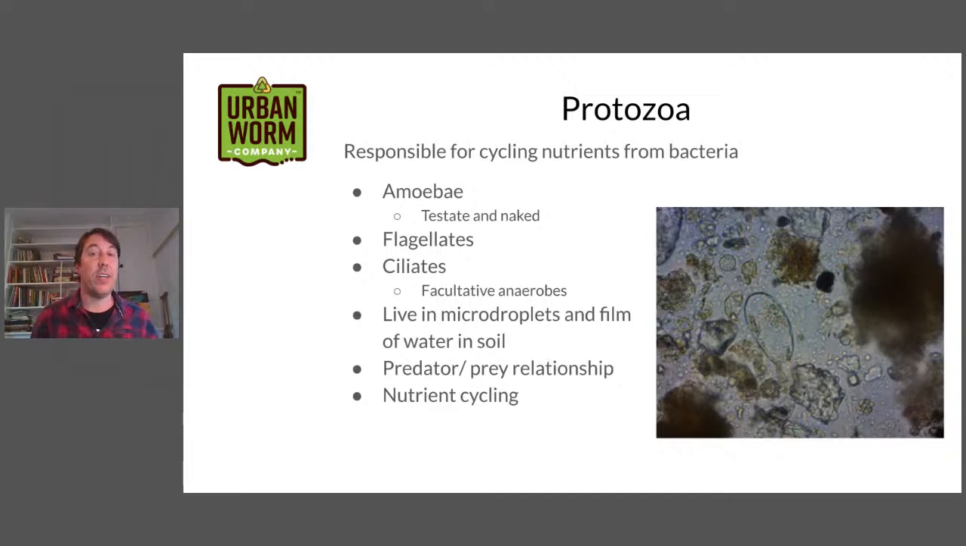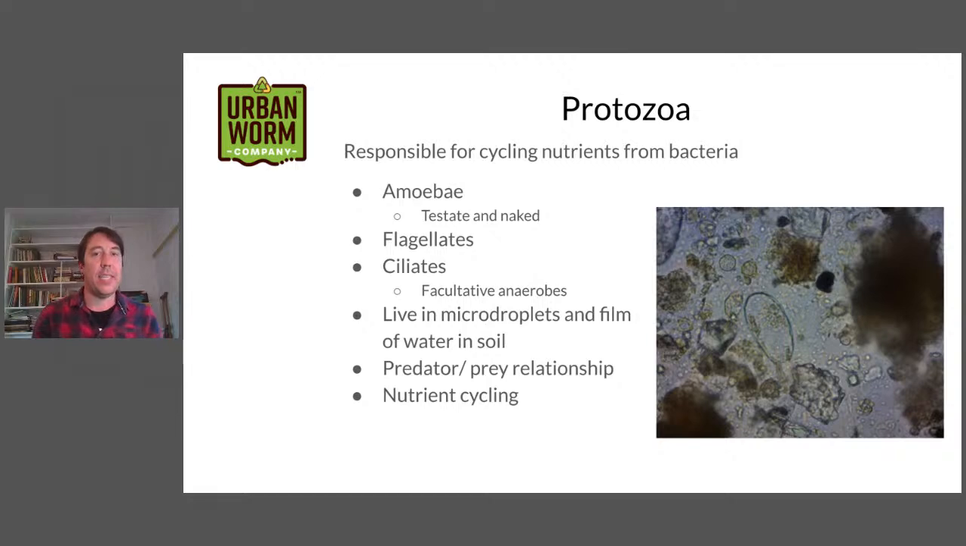So after bacteria and fungi, we've got predators, which are protozoa. So different types of protozoa are going to be responsible for cycling nutrients from bacteria. They're going to be moving through soils, either slowly or quickly, eating away at bacteria, munching away at bacteria, and cycling nutrients from them. The different types of protozoa that we have are amoeba, flagellates, and ciliates.